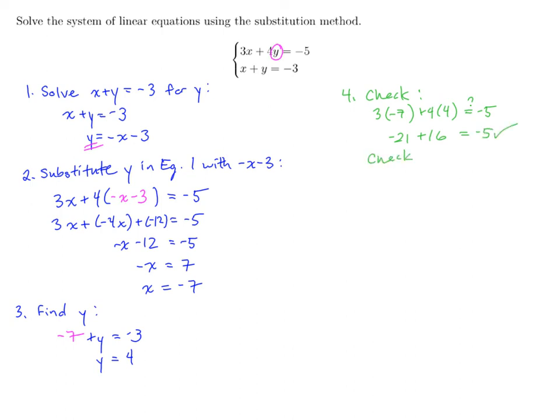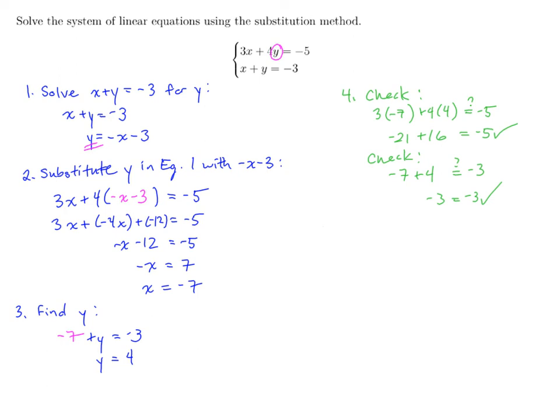Now I'll check the second equation, and I'll replace x with a negative 7 and y with a 4, so I'll get negative 7 plus 4. And I can see immediately, I'm checking, does that equal negative 3? And of course, negative 3 is equal to negative 3. So that one checks. When I state this solution, I'll state it as an ordered pair, which we generally do when the variables are x and y.